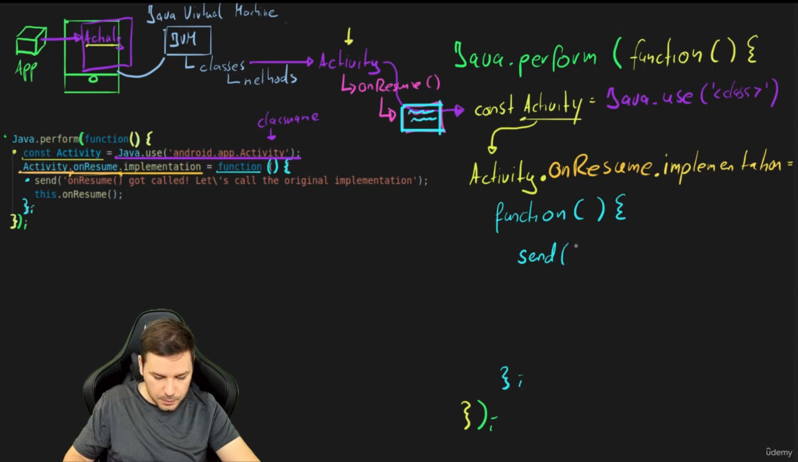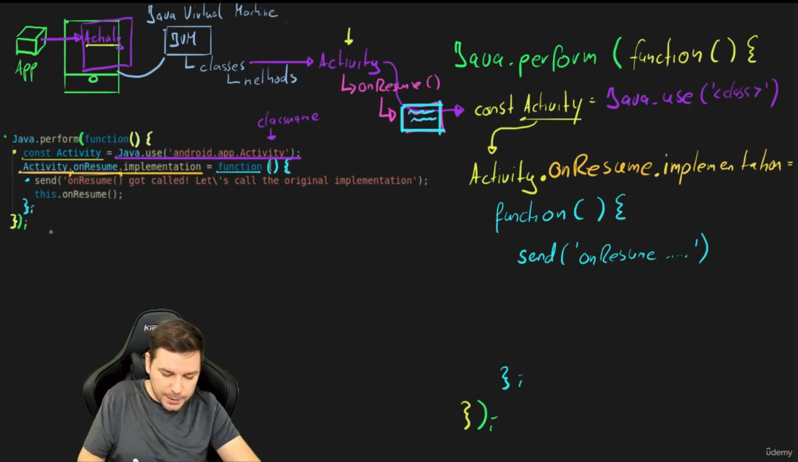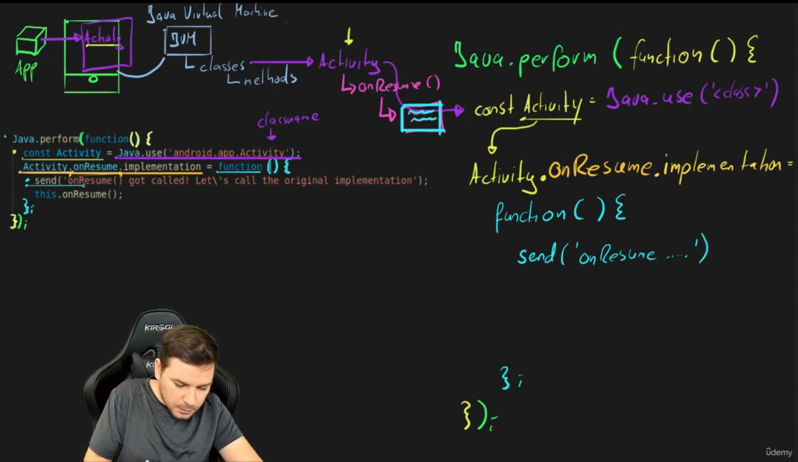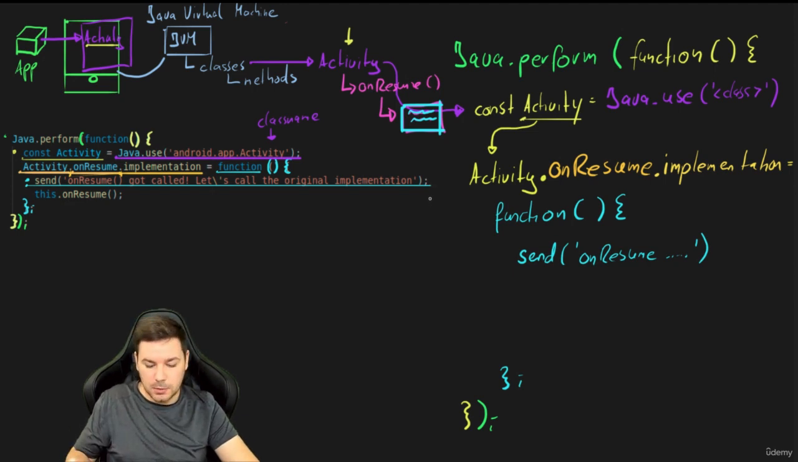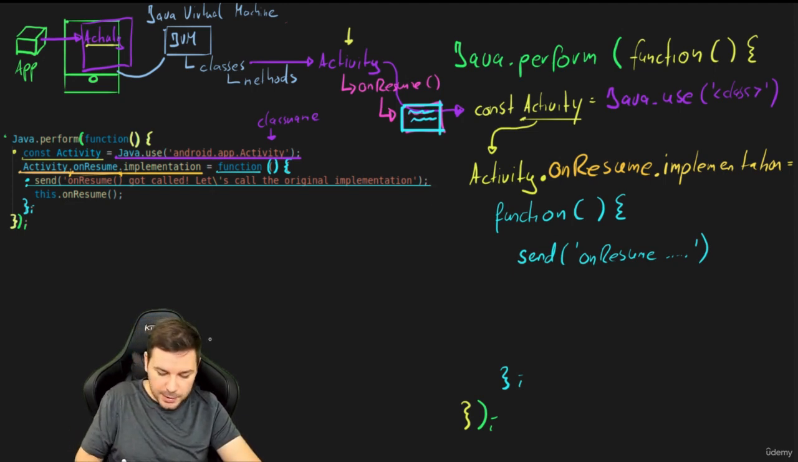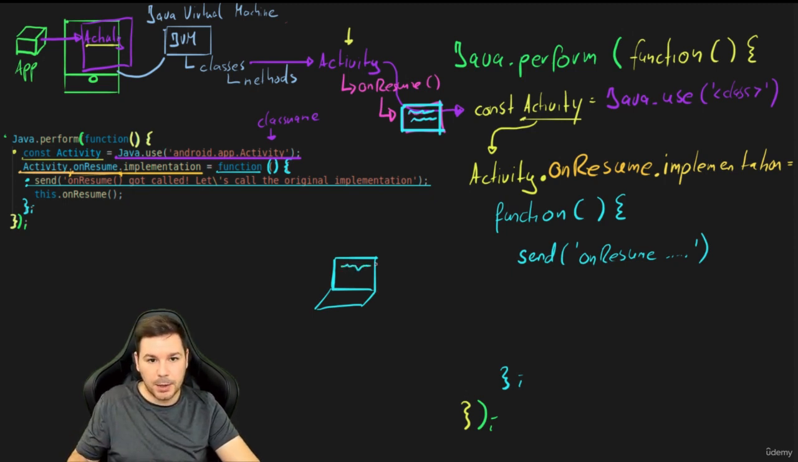Send onResume and so on. And then that's the important point right now. So this line over here is simply printing out a debug statement to our attacker machine, our terminal in our attacker machine. So if we have here our attacker machine, we now simply get a debug statement printed out over here.